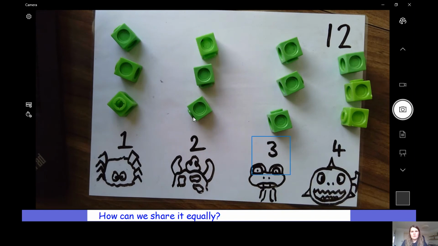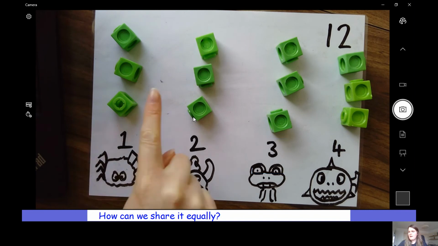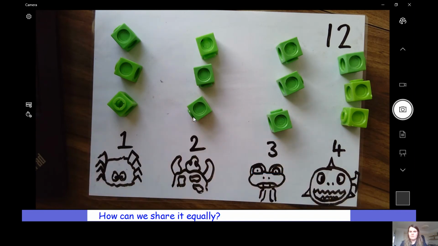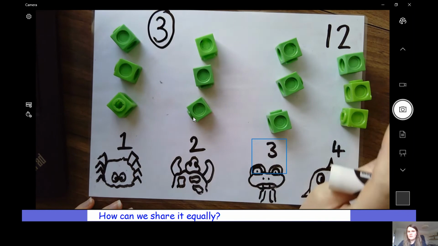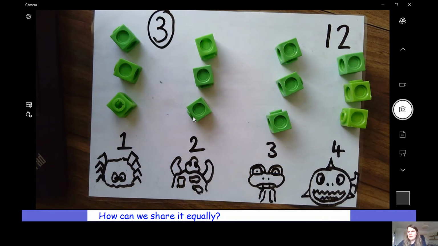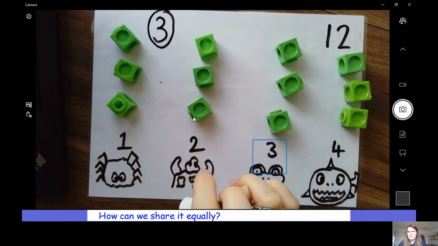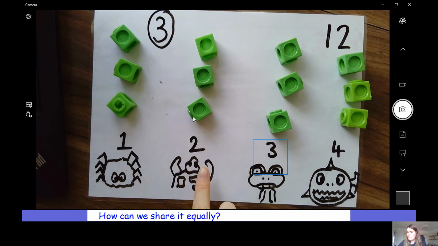Fantastic. Are they all equal? How do we know that they're all equal? Because they all have the same amount. Very good. And what is that same amount? Well done. They all have 3. So quarter of 12 is 3. When we divide 12 into our 4 parts, we get 3.